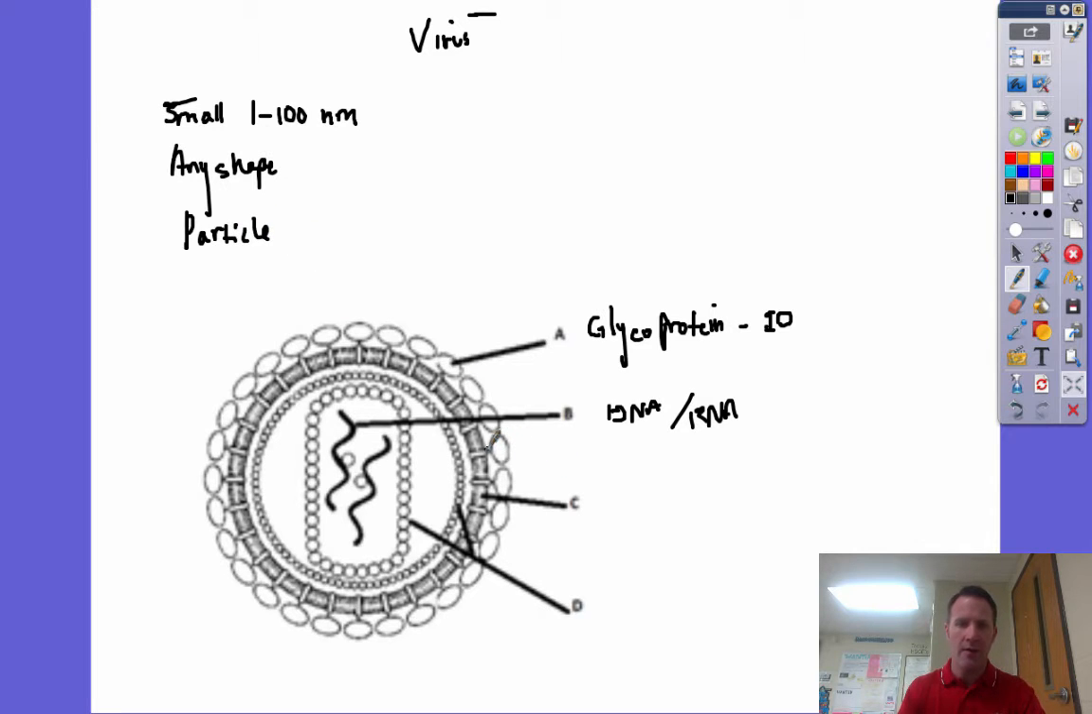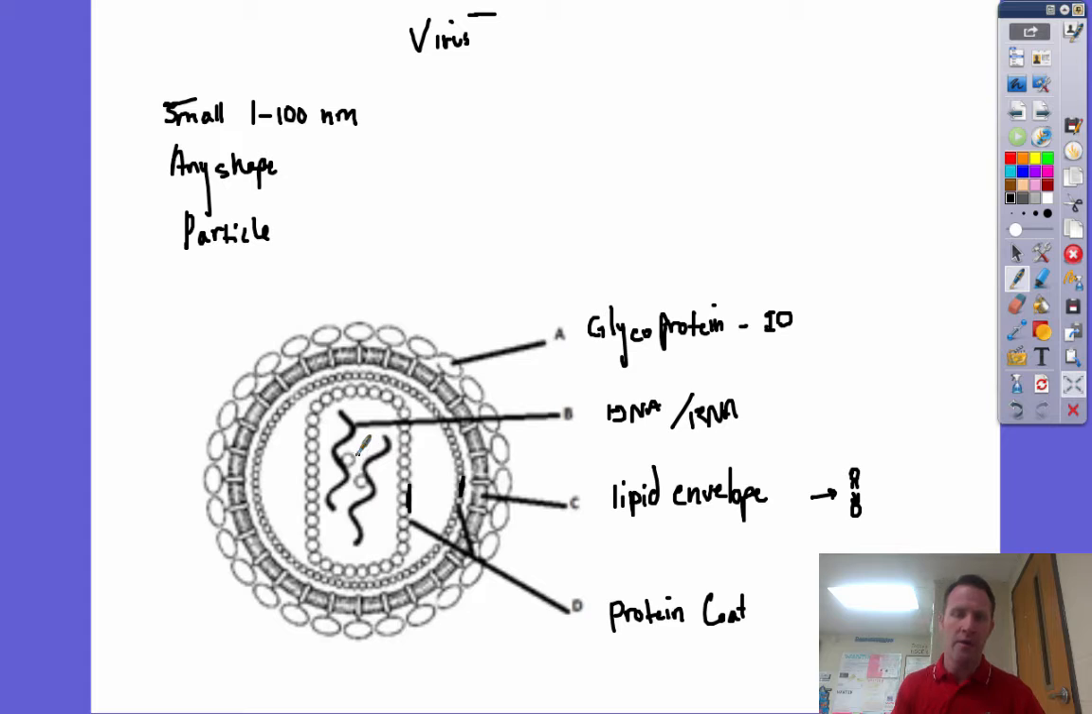And out here we have a lipid coat or a lipid envelope. And the way I tell this apart is I just look at this, and this picture doesn't do it justice, but if you look at yours, you'll see how it's got the phospholipid bilayer, just like in the cell membrane. That tells you that it's a lipid, right? It's a phospholipid. And then lastly, we have a protein coat that obviously does some sort of protective layer around the virus.